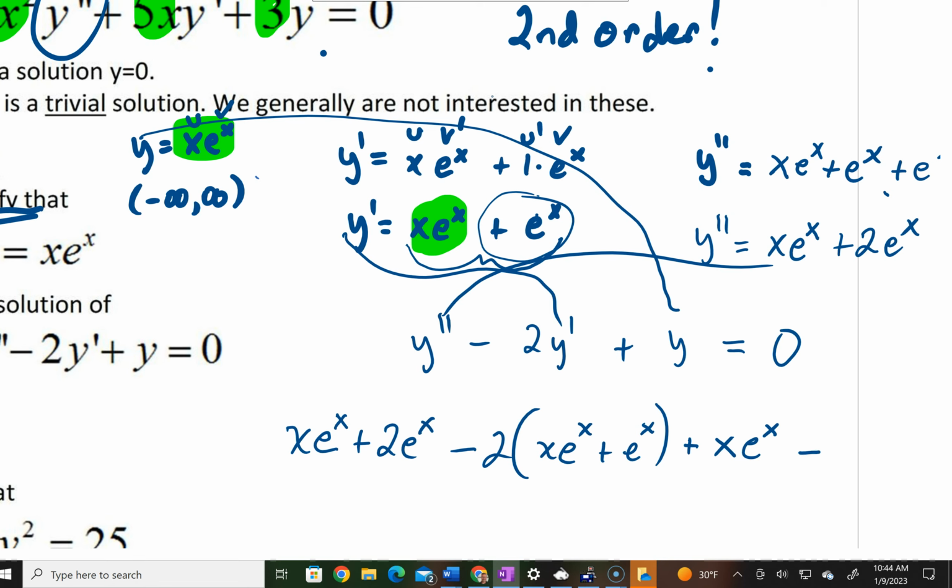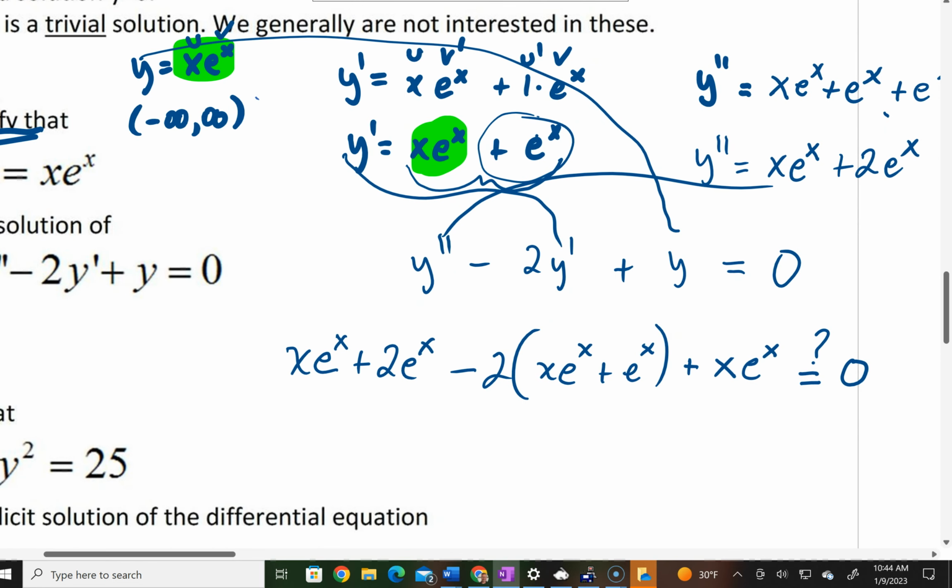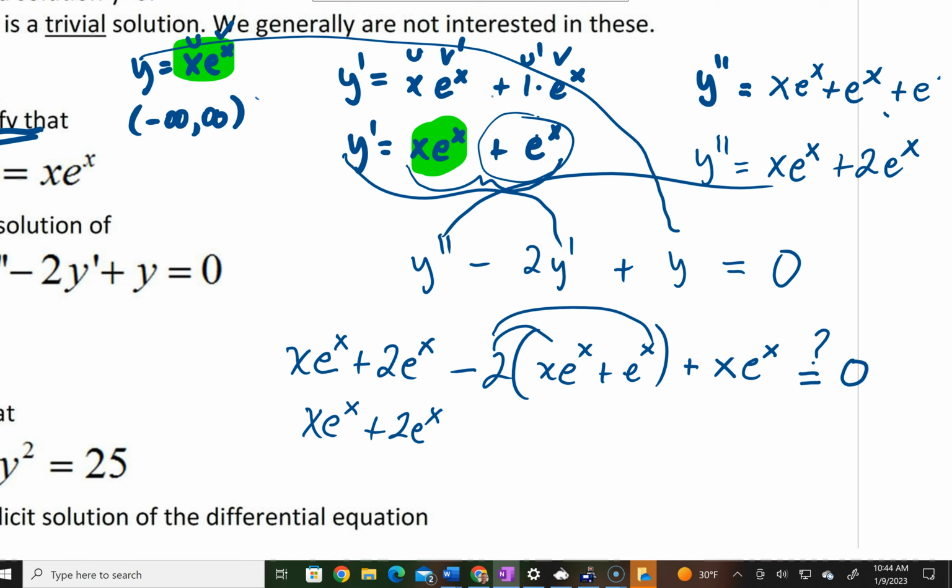And the question is, is this really going to equal 0? Well, if it really is a solution, it will. You will have an identity, but we need to make sure. Let's just go ahead and validate this. We'll say, well, hey, distribute this negative 2 to both. We'll have negative 2x e to the x minus 2 e to the x plus another x e to the x.